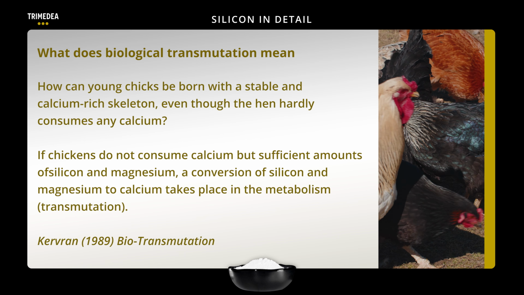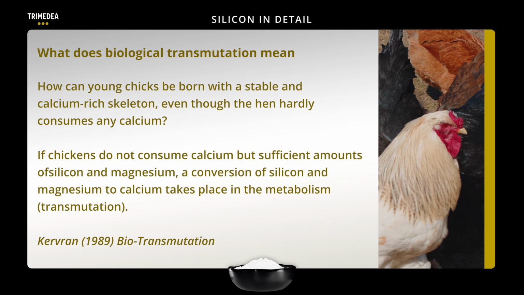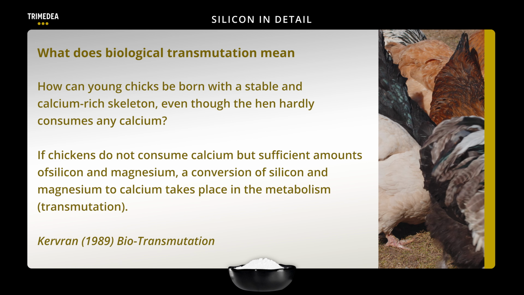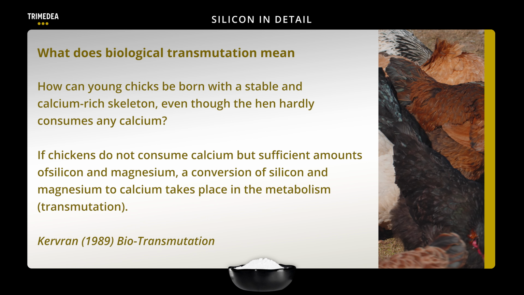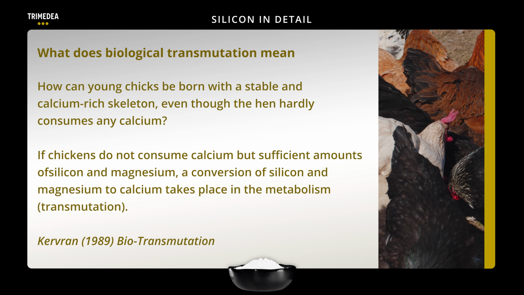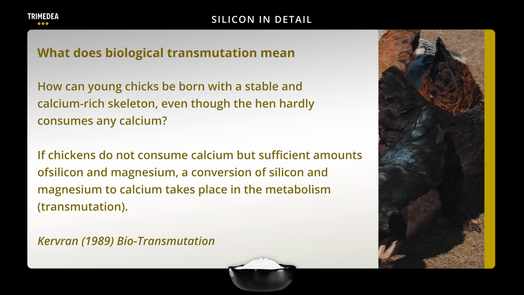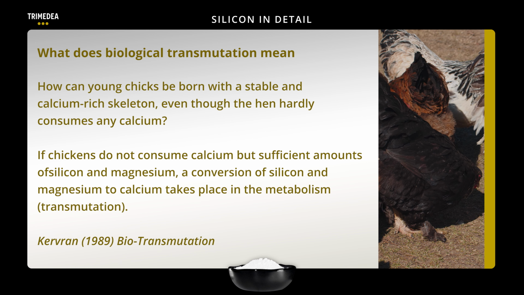How can young chicks be born with a stable and calcium-rich skeleton even though the hen hardly consumes any calcium? If chickens do not consume calcium but sufficient silicon and magnesium, a conversion of silicon and magnesium to calcium takes place in the metabolism. This is called transmutation.